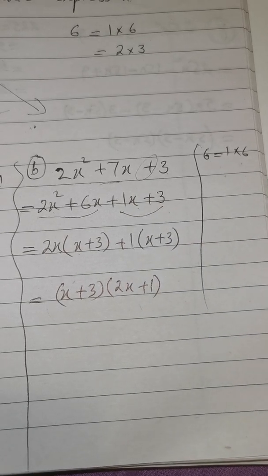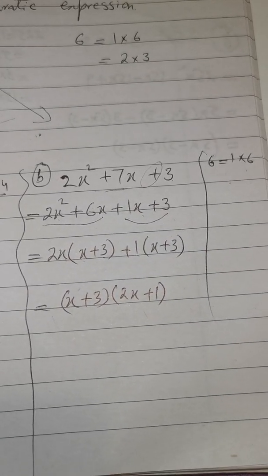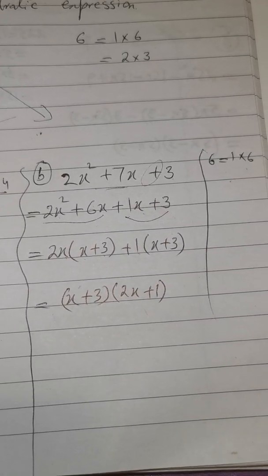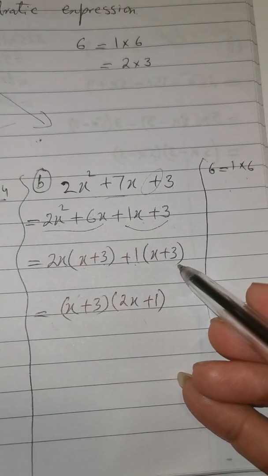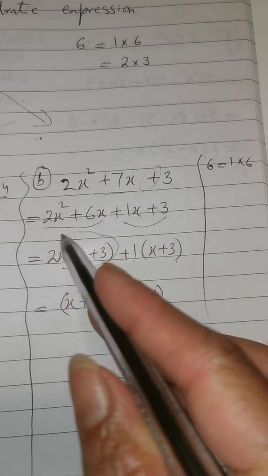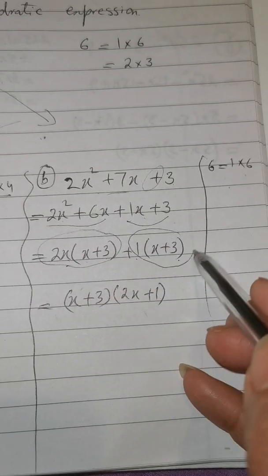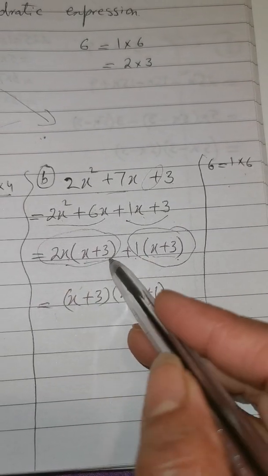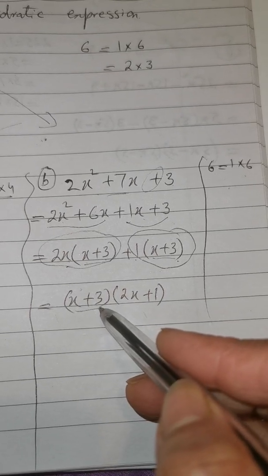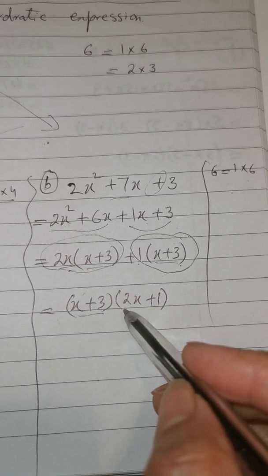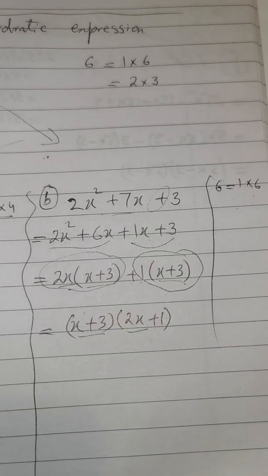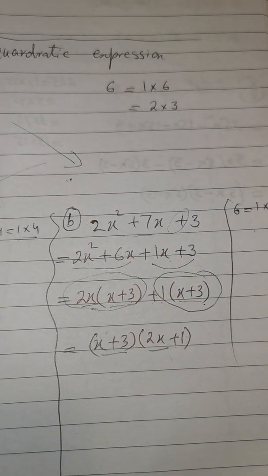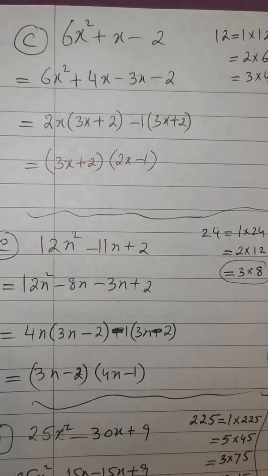If there is nothing you can take common, you can take 1 as common, because 1 is multiplied by every number. So I will take 1 as common, and further from these two terms you can check, I can take x plus 3 as common. In the first term I have 2x left, and in the second place I have plus 1 left. So in this way they are going to simplify.